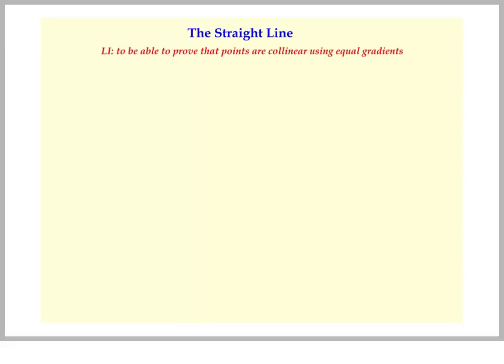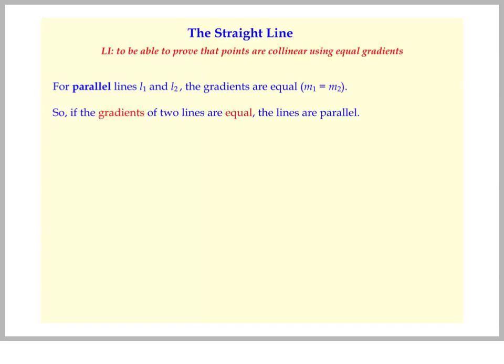This video introduces the idea of collinearity. So we know if we've got two parallel lines, we call them L1 and L2. The gradients of each of these lines, let's call the gradient of L1 M1 and the gradient of line L2 M2. We know the gradients are going to be equal because they're parallel. It works the other way. If we know the gradients are equal, then the lines must be parallel.